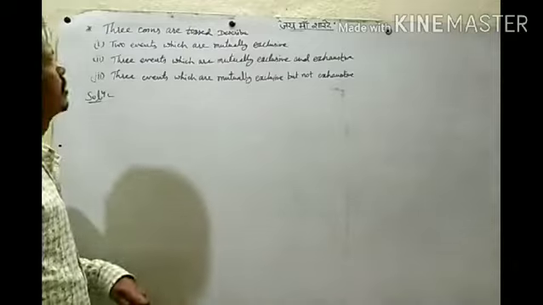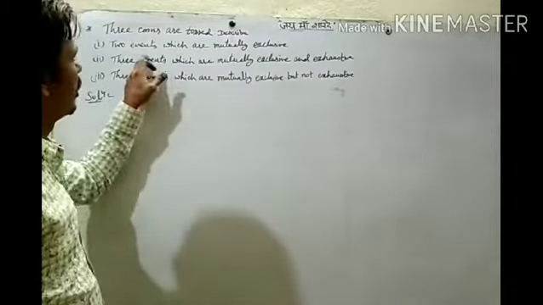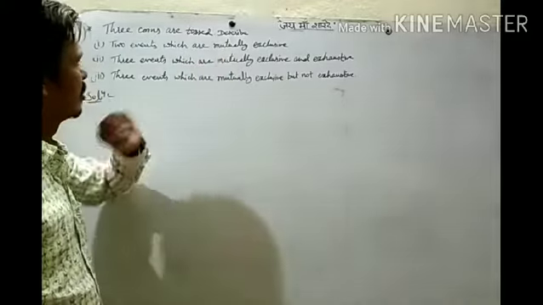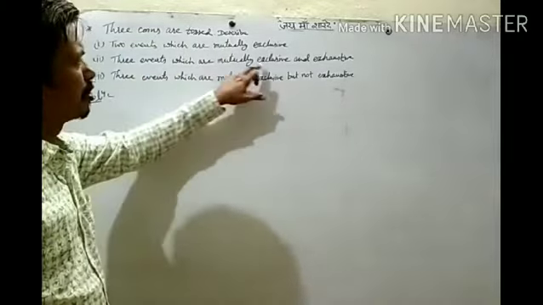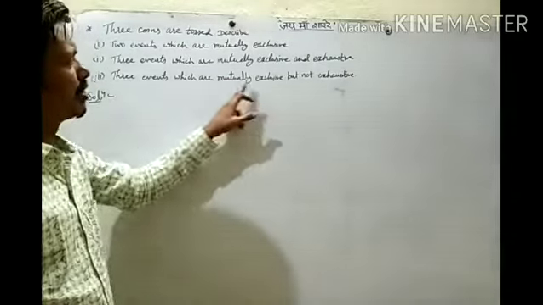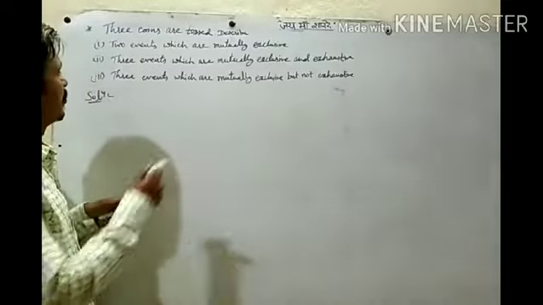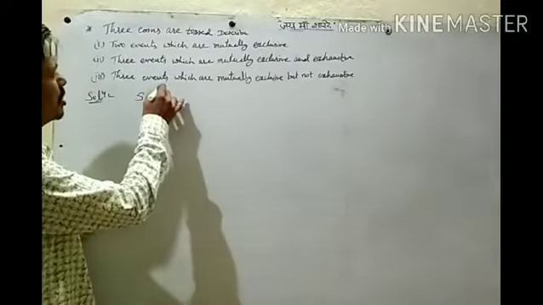Now the question is, 3 coins are tossed. Describe 2 events which are mutually exclusive, then 3 events which are mutually exclusive and exhaustive, then 3 events which are mutually exclusive but not exhaustive. So for this, first we write the sample space.